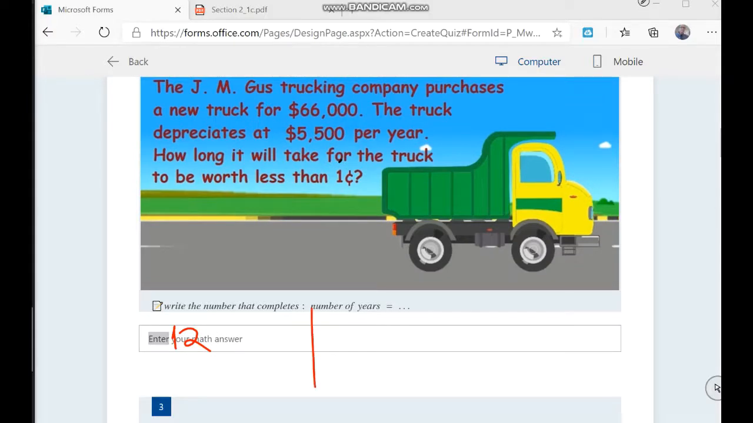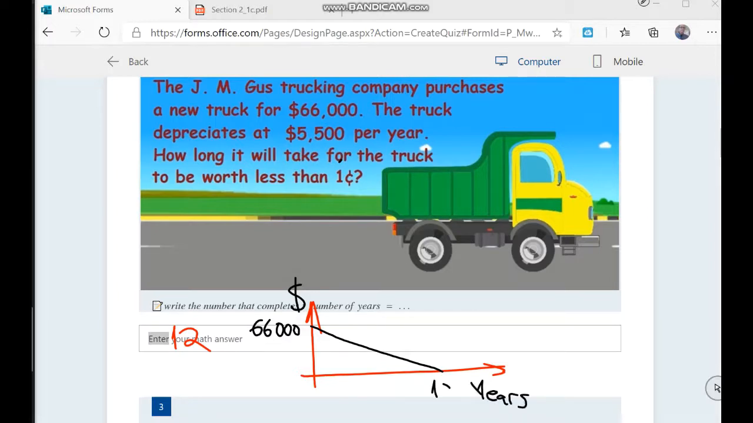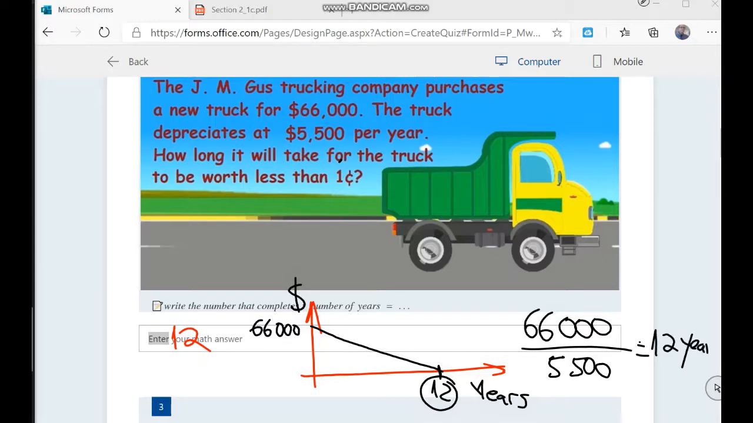This is the depreciation, right? Just a quick review: $66,000 is going to depreciate. This is the value of the asset, the time in years. And at this point here, with 12 years, is the maximum depreciation. $66,000 divided by 5,500 equals 12 years. Great, moving on. The answer here is going to be 12 years.